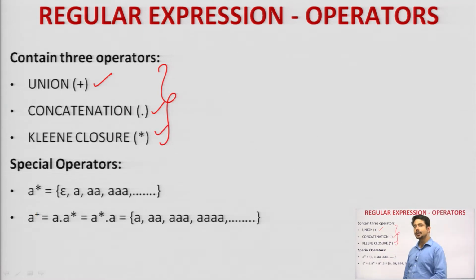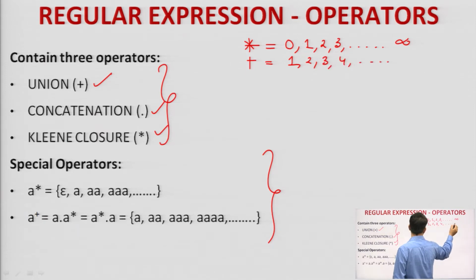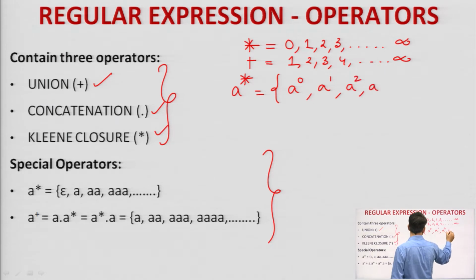There are some special operators also, like a to the power Kleene closure and a to the power positive closure. A to the power Kleene closure means what? I have already told you, Kleene closure starts from 0, 1, 2, 3 and so on up to infinity, and positive closure starts from 1, 2, 3, 4 up to infinity. So, if I say a to the power Kleene closure, that means a to the power 0, a to the power 1, a to the power 2, a to the power 3, and it will go up to infinity, correct.